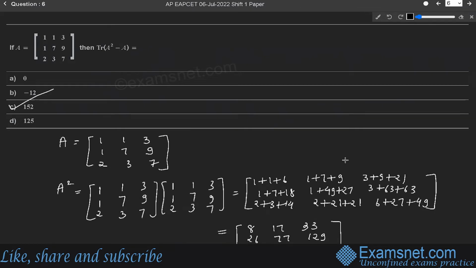Here we have the determinant of A square minus A is equal to 0. Hence, the transpose of A square minus A will be an even number which is positive. So it will be 152. I hope it is clear to you.